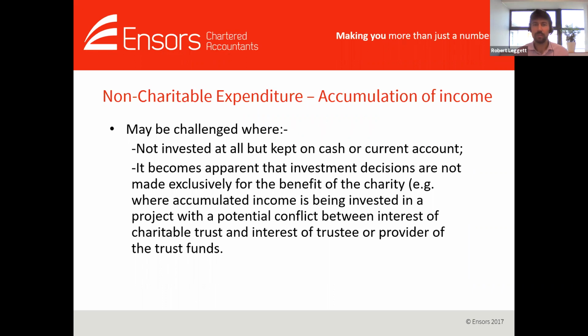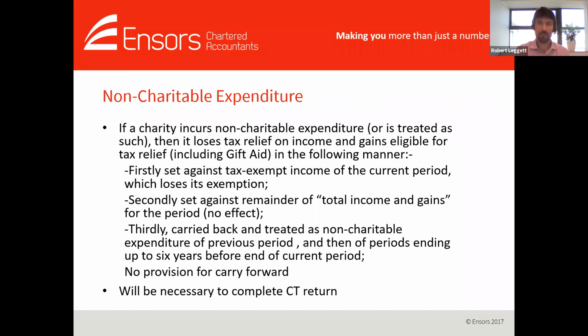To start with, of course, expenditure, what actually happens? Are we expending that money in the first place? We might be keeping some of our cash, some of our profits in cash, and it's rare that that's an issue. We said all the exemptions, we've got to apply the money for charitable purposes. It doesn't have to happen immediately, so we can keep some of that back, but we must make our investment decisions exclusively for the benefit of the charity.